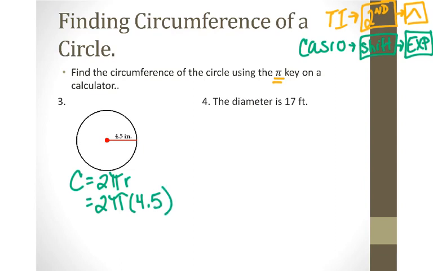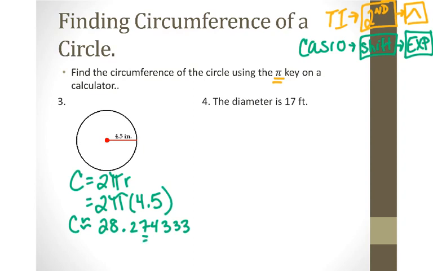So now I'm going to plug all of that into my calculator: 2 times pi times 4.5. When I do that, I get this really long decimal. So circumference is going to be about 28.2743333. Okay? Now, what I'm going to suggest is that you always round to the nearest hundredth.